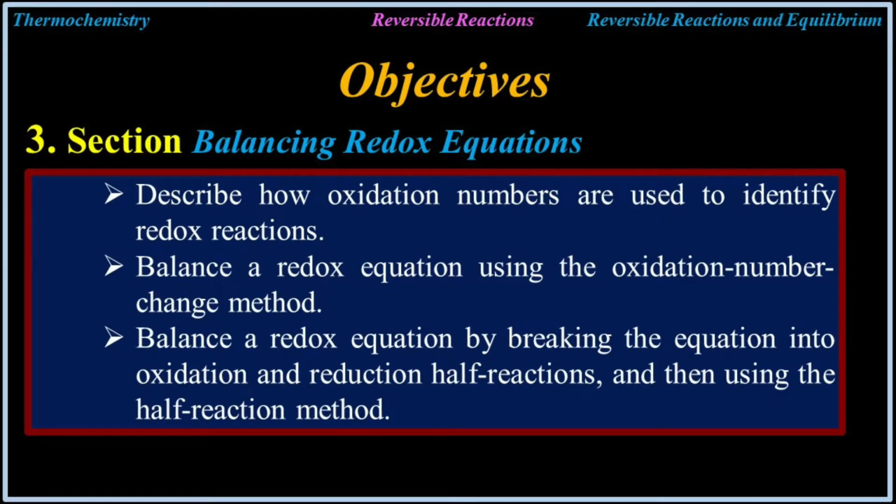Section 3, Balancing Redox Equations. Describe how oxidation numbers are used to identify redox reactions. Balance a redox equation using the oxidation number change method. Balance a redox equation by breaking the equation into oxidation and reduction half reactions and then using the half reaction method.